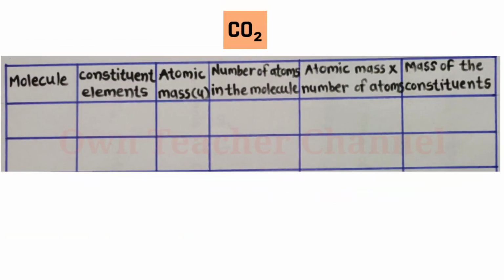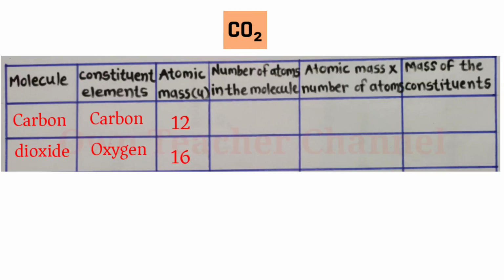Carbon dioxide molecule. Constituent elements: carbon, oxygen. Atomic mass: carbon 12, oxygen 16. Number of atoms in the molecule: carbon 1, oxygen 2. Atomic mass into number of atoms: carbon 12 into 1, oxygen 16 into 2. Mass of the constituents: carbon 12, oxygen 32.